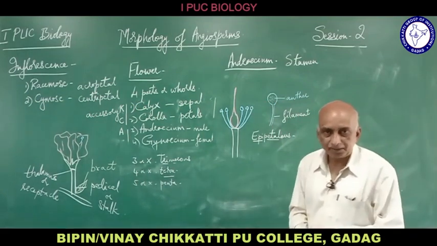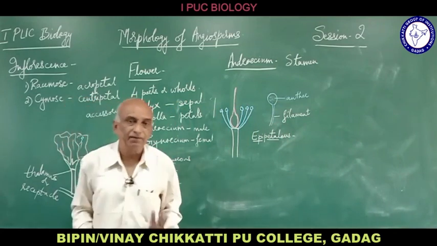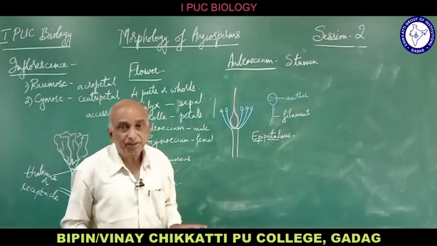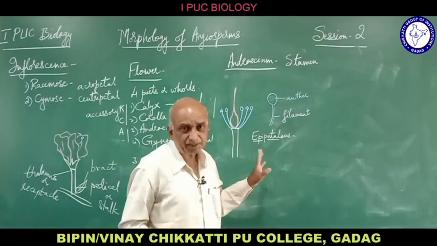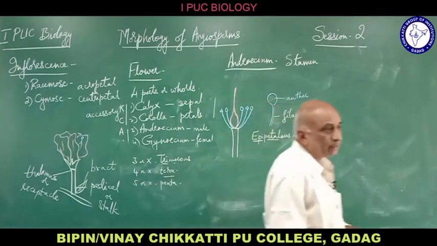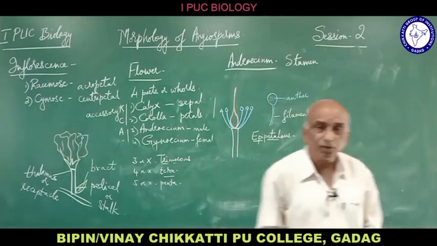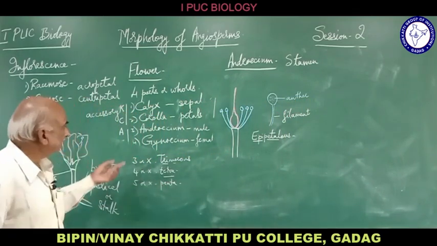So a question may arise, whether stamens are also born on the calyx? Never. There are no such flowers existing such that there are stamens which are born on the calyx. But there are flowers which are having stamens born on the perianth, that is, in case of tepals.